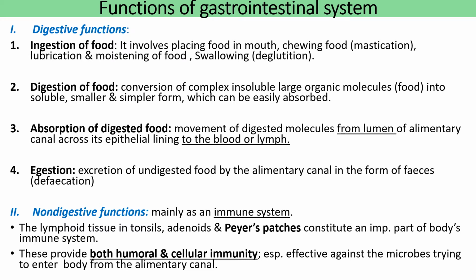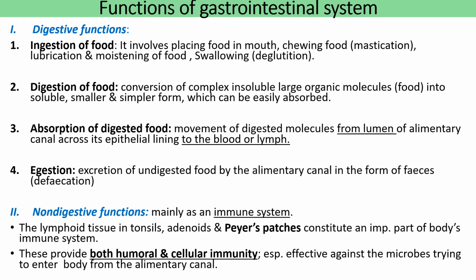The third function is absorption of those digested foods. Now movement of these digested molecules from the lumen of the alimentary canal across its epithelial lining towards the blood or the lymph is known as absorption. So when the food is broken down into smaller components, the food is mixed with certain digestive enzymes, then the food moves down the alimentary canal and the nutrients are absorbed as the food moves through the alimentary canal, and ultimately these nutrients reach the blood or the lymph.